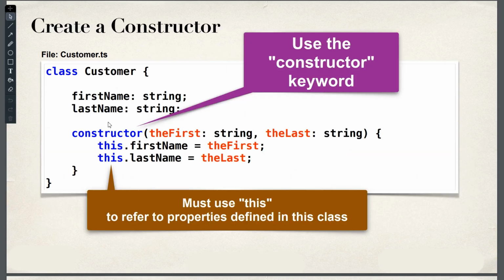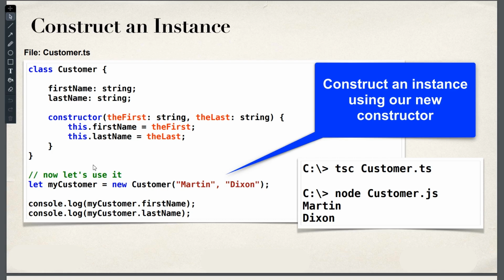Then the second thing is that we define a constructor. We use the constructor keyword to create the class. We must use this to refer to the properties defined in the class. The this keyword is very important, guys. This keyword represents the current class variable. In the second slide, we have defined the customer class, and then we console.log that class and print the output in the console.